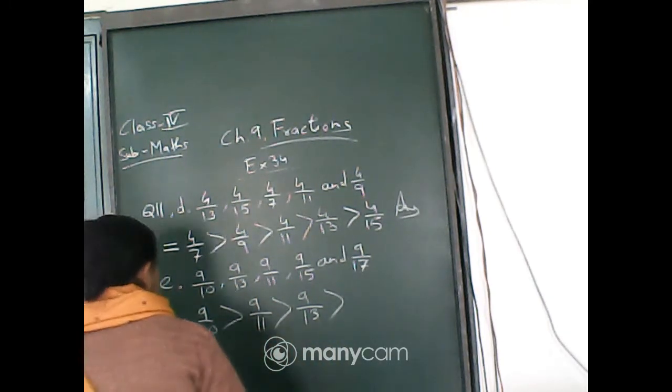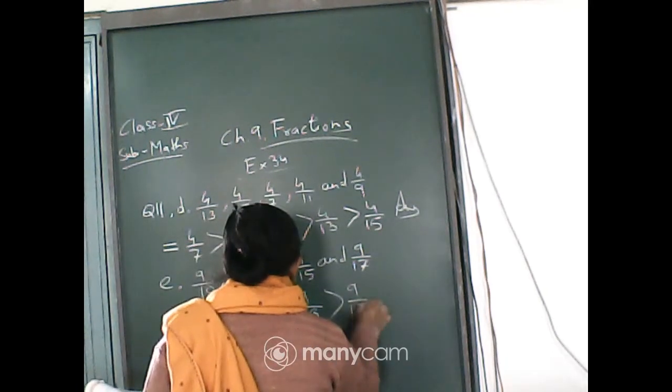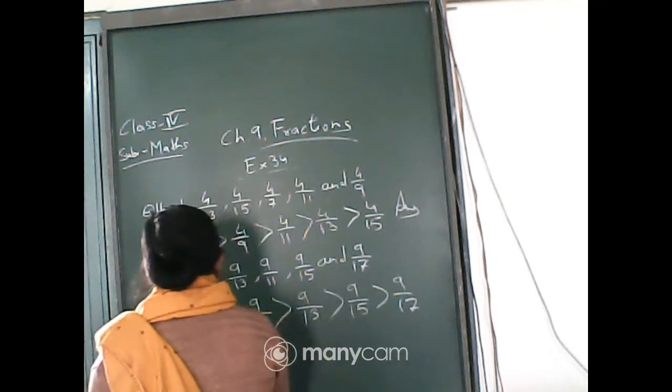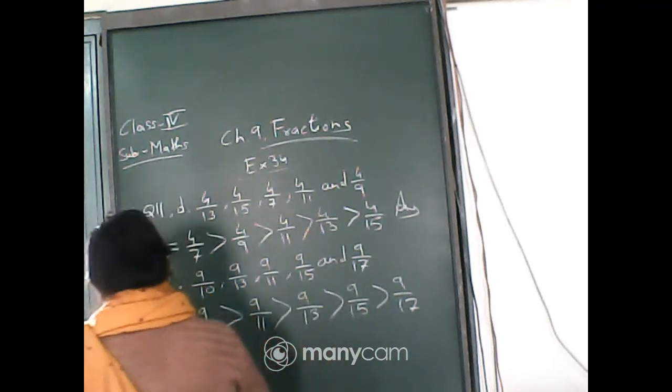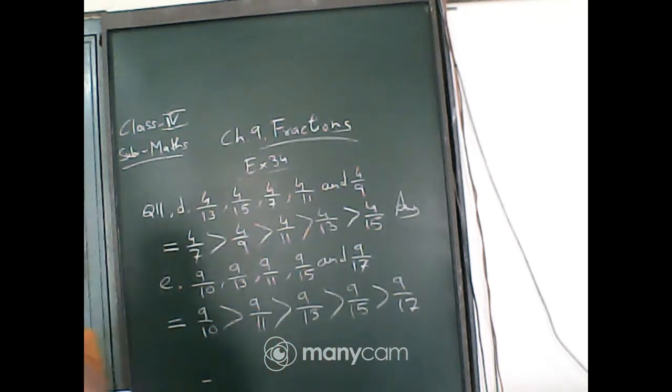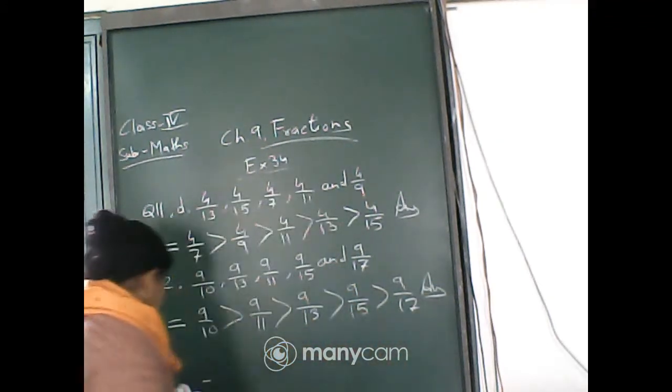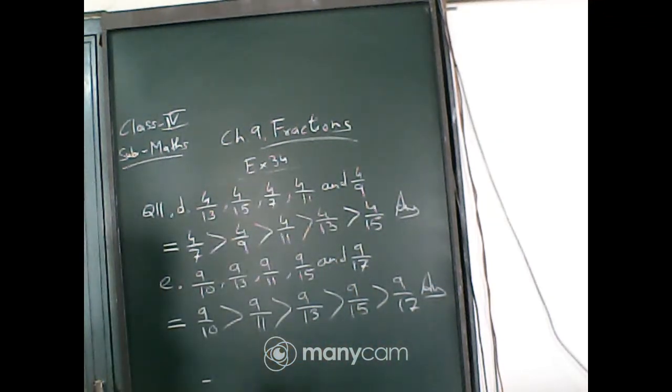Then 9 by 15 greater than 9 by 17. So 9 by 10 greater than 9 by 11 greater than 9 by 13 greater than 9 by 15 greater than 9 by 17. Okay. So this is the answer for number E.